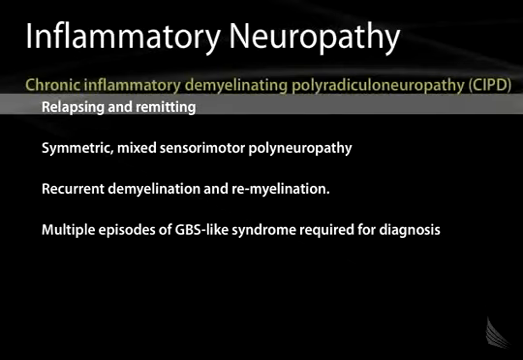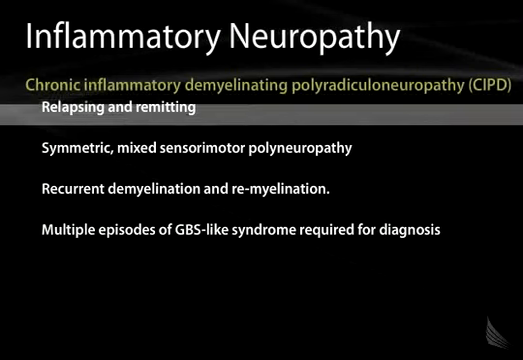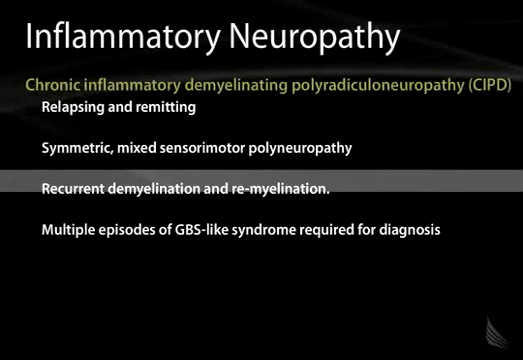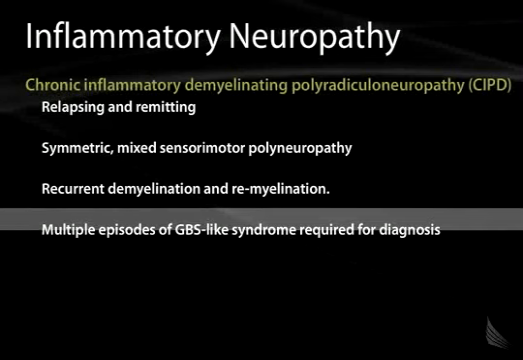CIDP, like I said, is a relapsing remitting condition much like MS. These patients present with a symmetric mixed sensory motor polyneuropathy. They will have recurrent demyelination and remyelination, and if they have multiple episodes, then patients with CIDP begin treatment, although slightly different than those used for MS.